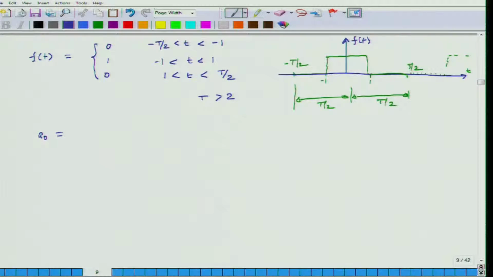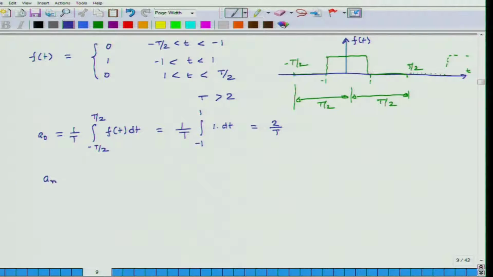So a0 is equal to 1 over T, integral from minus T over 2 to T over 2 of f(t) dt, and that equals 1 over T. f(t) is 0 at all locations over the time period except between -1 and 1, and the value is 1 in this range, so it is 1 times dt, which equals 2 over T.